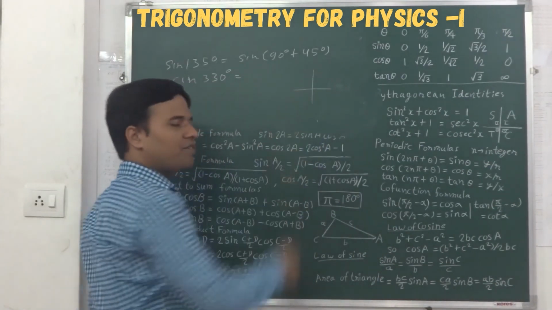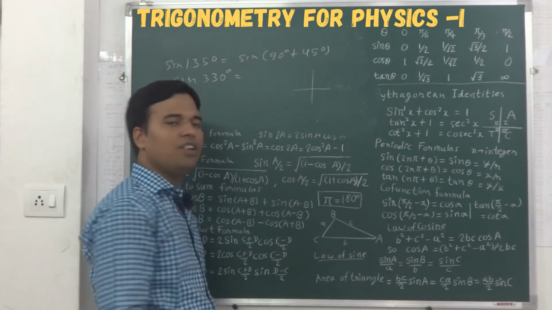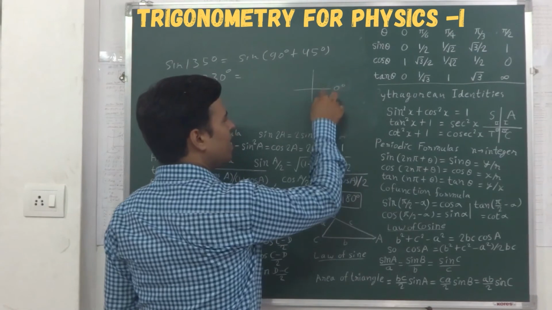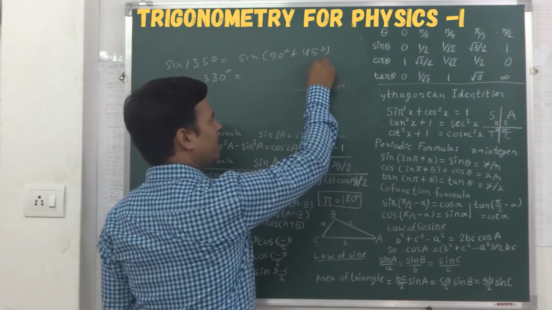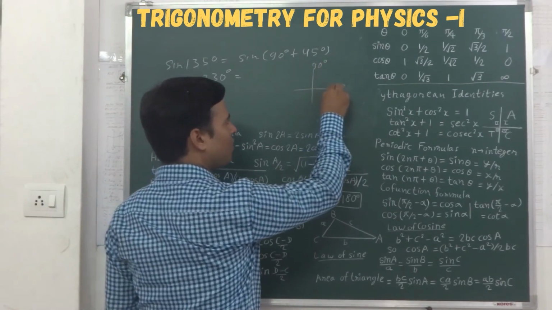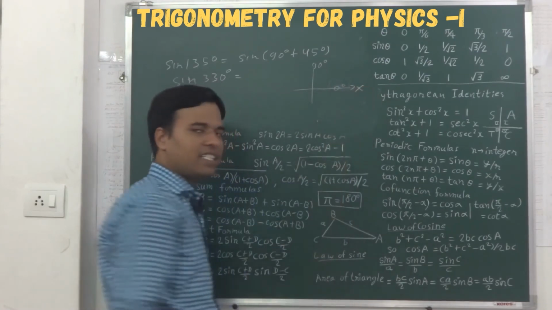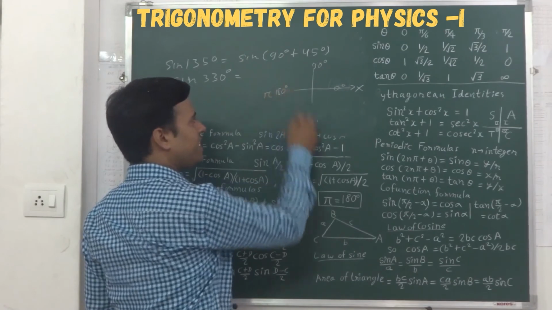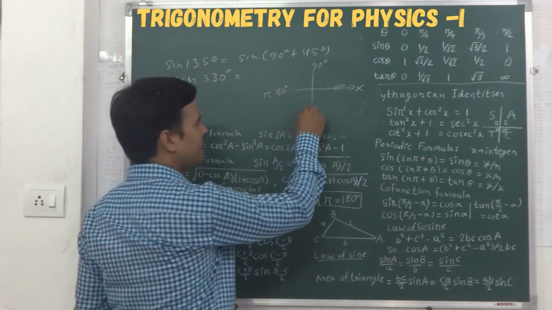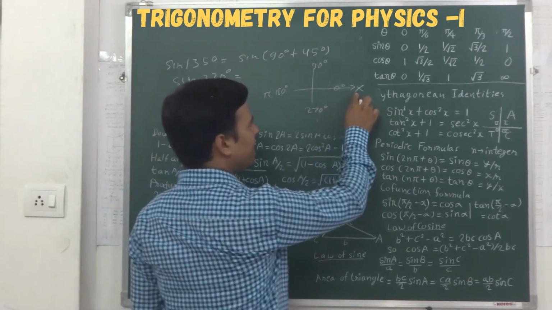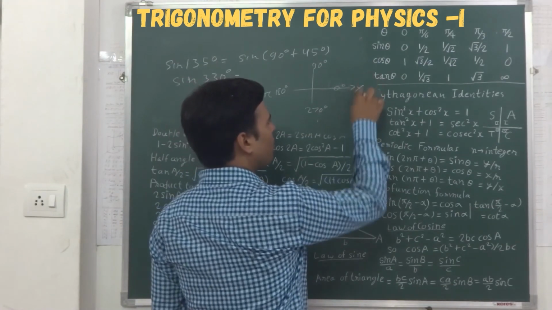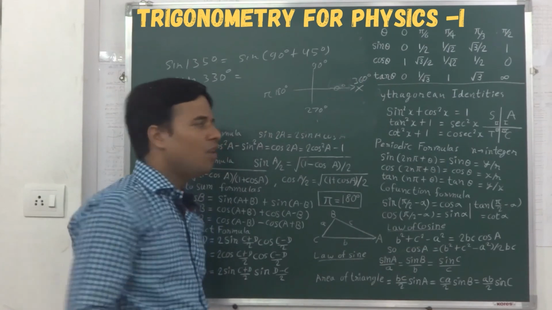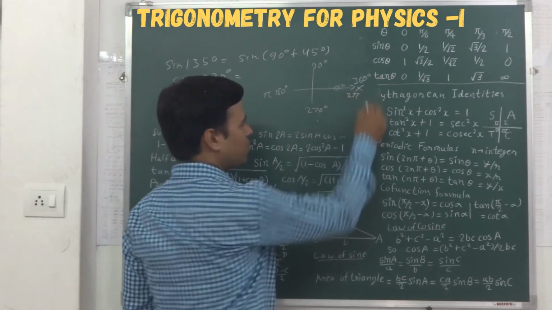Here are the 4 quadrants for the angle. Here it is 0 degree angle. If you go here, it is equal to 90 degree angle from the positive x direction. Here it is 180 degree, or you can write here pi also, and here it is 270 degree, and then we come again to the positive x direction with 360 degree angle, or you can write here 2 pi also.